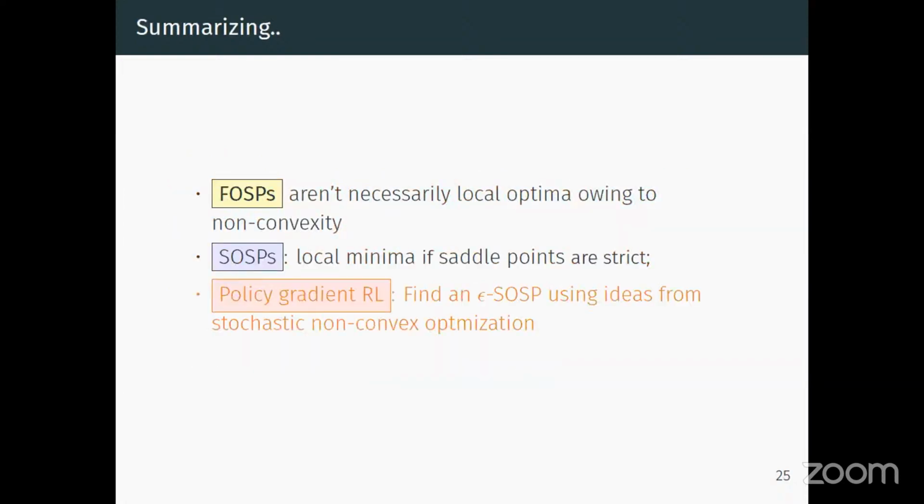And this is just a recap in case you forgot what we are up to. The point is, even in the RL policy gradient framework, it's not enough to get to a first order stationary point. You want to get here. And for that, we are going to use ideas. There are two popular ideas to get to a second order stationary point. One of them is cubic regularization. The other is something else which I'm going to discuss. Any questions?